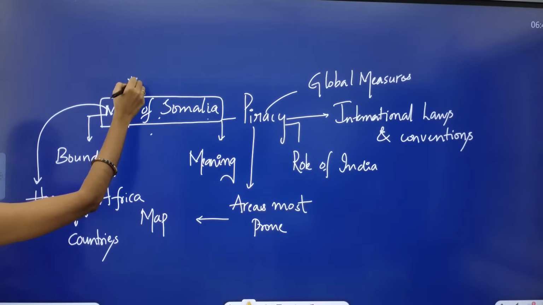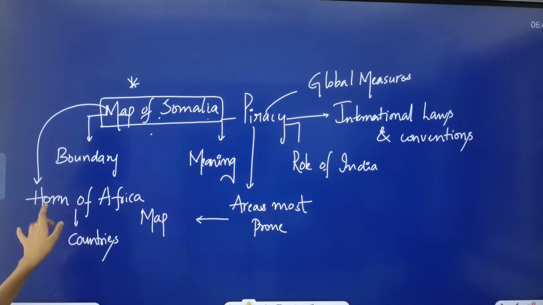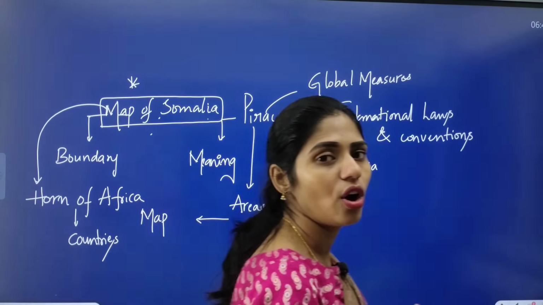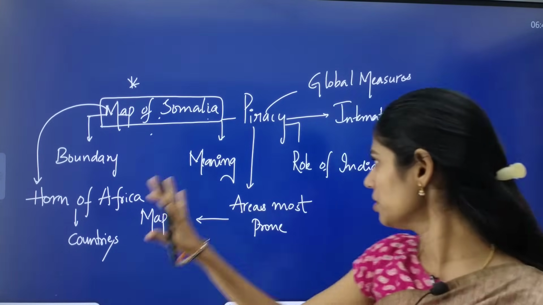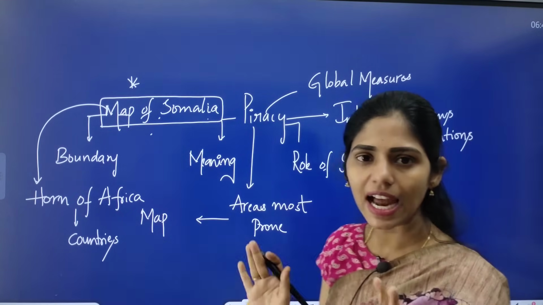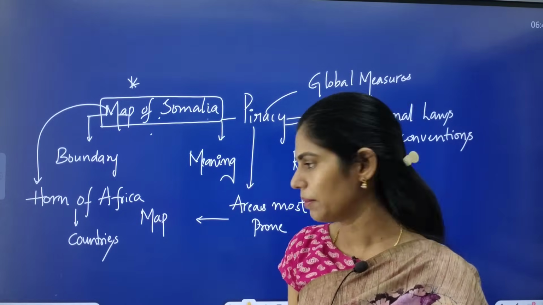So this part is your homework, that is the map of Somalia, its boundary countries, and you have to see the Horn of Africa and which countries are part of this Horn of Africa. Okay, so these all are the dimensions that you have to think from this article. Is that clear or not? Any doubt? If you have any doubt, please post your doubt in the comment box.